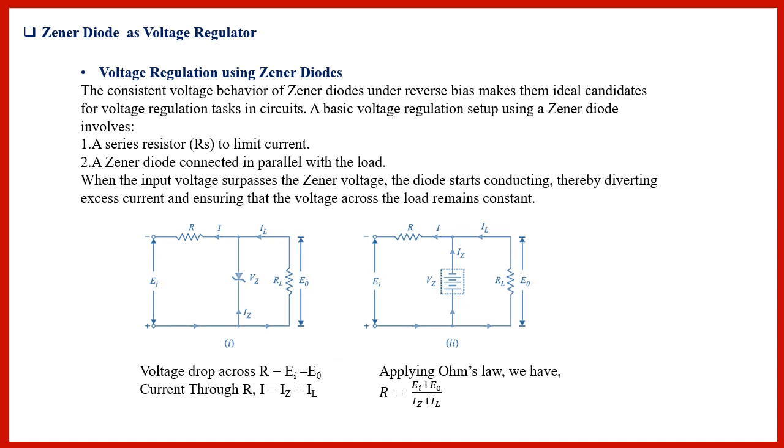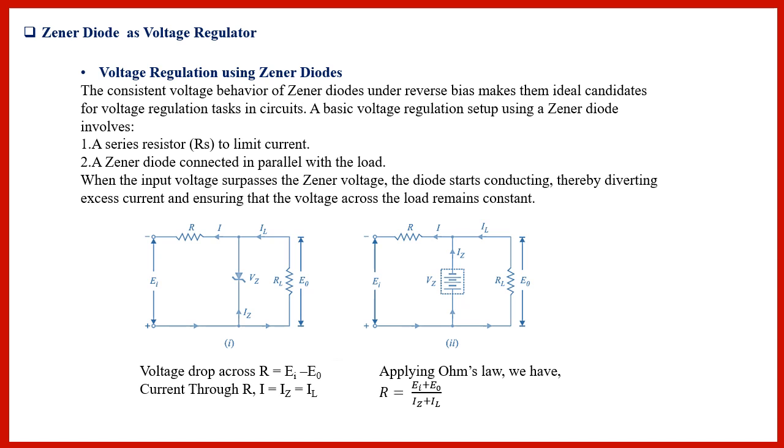The series resistance R absorbs the output voltage fluctuation so as to maintain a constant voltage across the load. So it may be seen that the Zener diode will maintain a constant voltage Vz across the load as long as the input voltage does not fall below Vz. When the circuit is properly designed, the load voltage E0 remains constant, equal to Vz, even though the input voltage Ei and the load resistance may vary over a wide range.